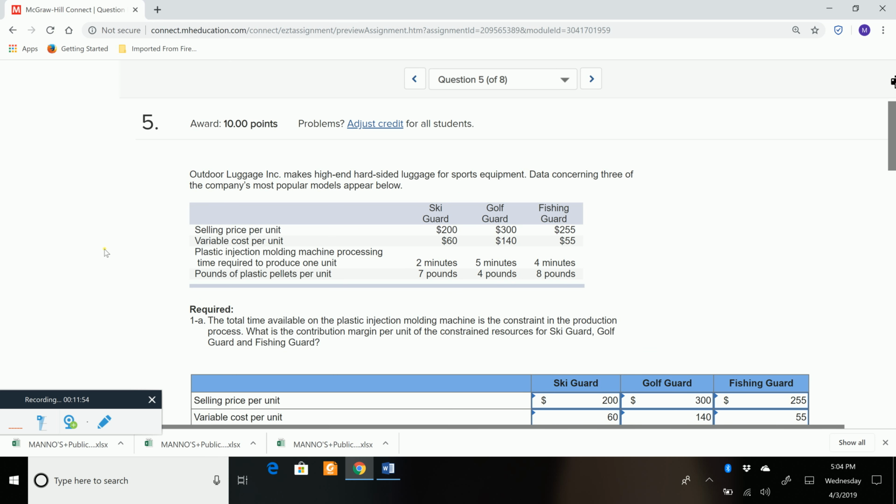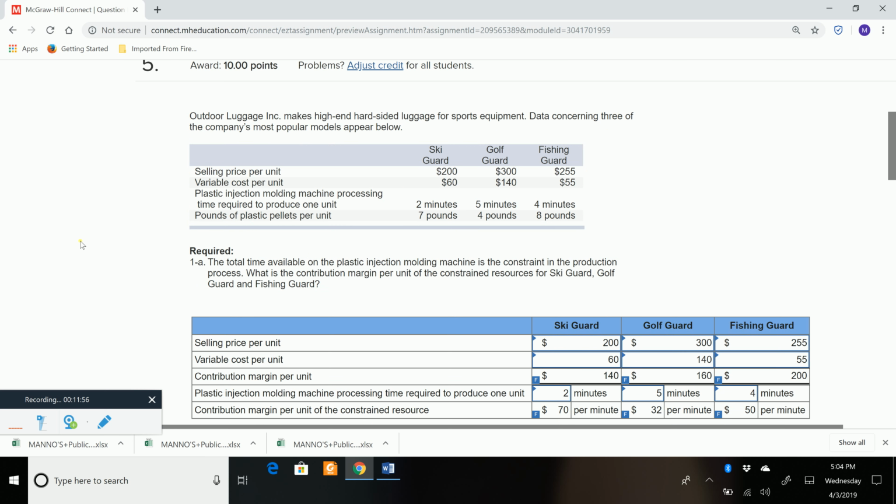Okay, so we have a company here, Outdoor Luggage, Inc. They make high-end hard-sided luggage for sports equipment. So they make a ski guard, a golf guard, and a fishing guard. Now, we see the details here.